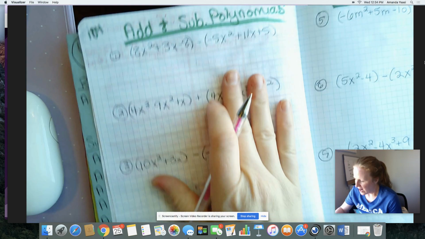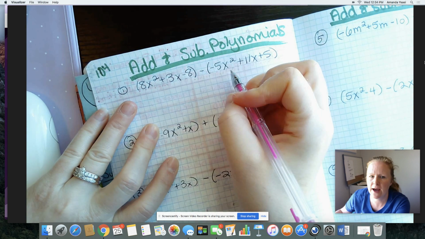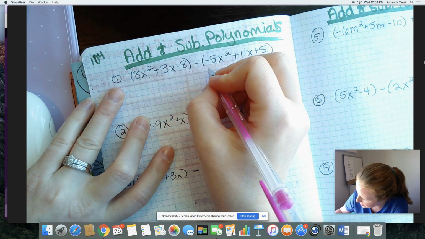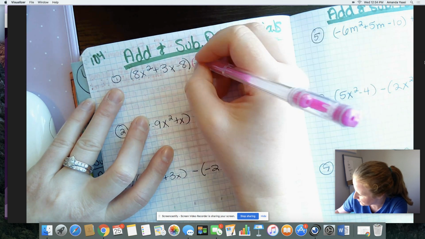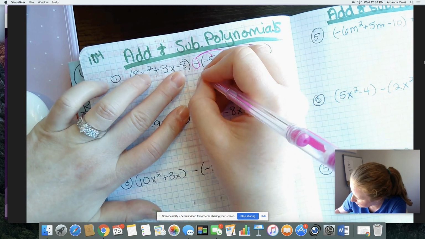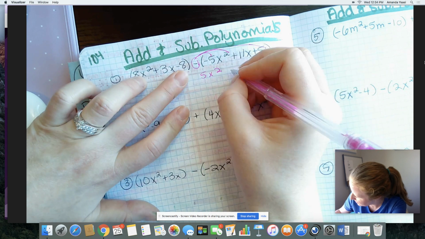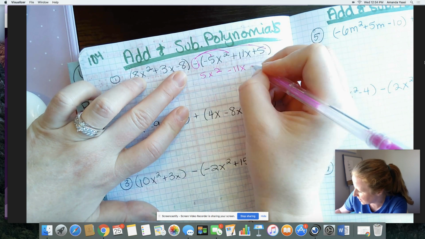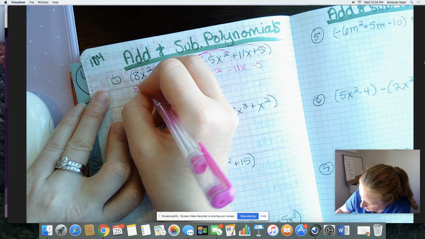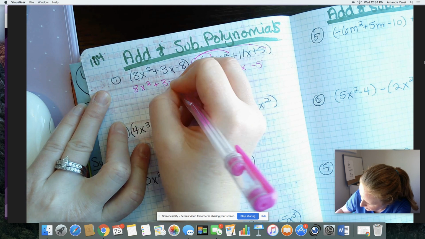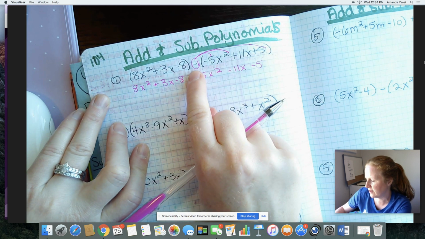All right, so let's look at this. The left is the same, but here we have this -1 that we have to distribute. So that would be a 5x squared minus 11x minus 5. And I still have the same one, so I'm just going to bring this down. So all I did was distribute this -1 to everything.